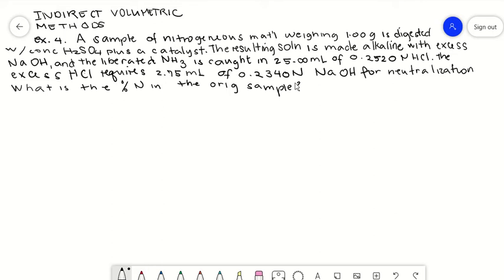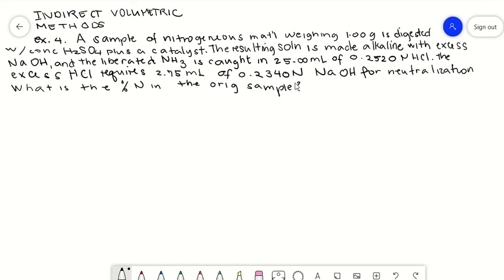So the calculation is made by determining the total number of milliequivalents of the reagent added and subtracting the number of milliequivalents used in titration. The difference in the number is the number of milliequivalents of the desired substance. So we're going now to get the net milliequivalents. So what would be the reactions involved here?